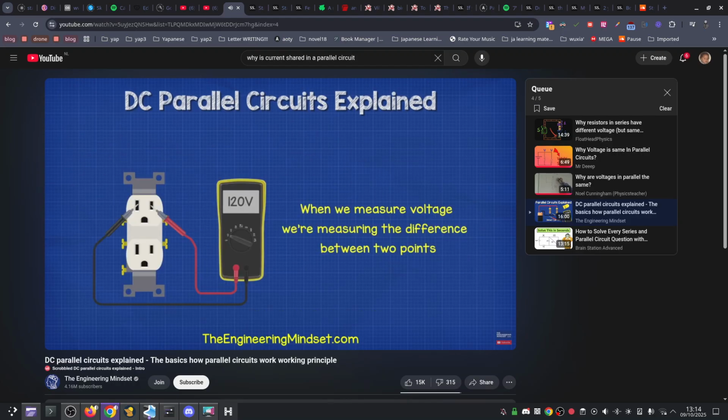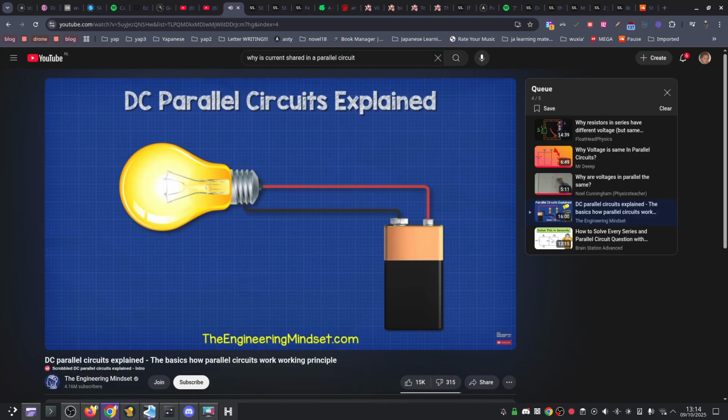The same with voltage. We can only measure the difference in voltage between two different points. When we connect a component to a battery, it experiences the difference in voltage between the 2 points or terminals of the battery. The voltage or pressure will force electrons to flow through the component.